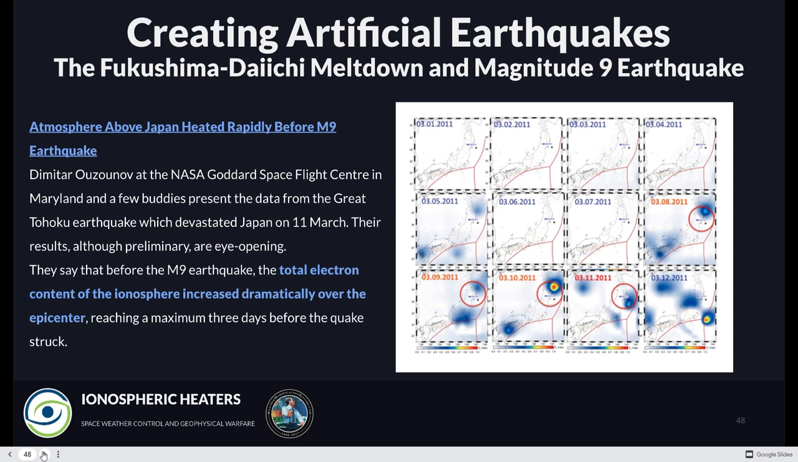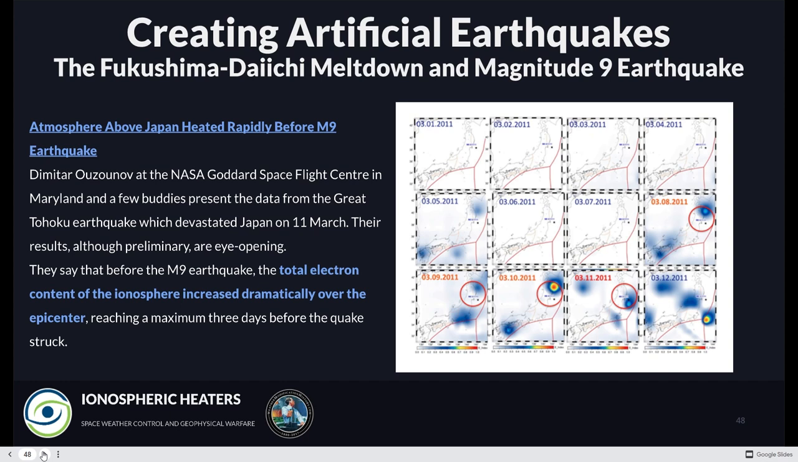Dimitar Ozanov at the NASA Goddard Space Flight Center in Maryland and a few buddies present the data from the Great Tohoku earthquake, which devastated Japan on March 11, 2011. By the way, this year on 03/11 will be the 11th anniversary of the nuclear meltdown and the tsunami. So for you numerologists out there, just pointing that out, 03/11/2011, this year will be 03/11/2022. Their results, although preliminary, are eye-opening.